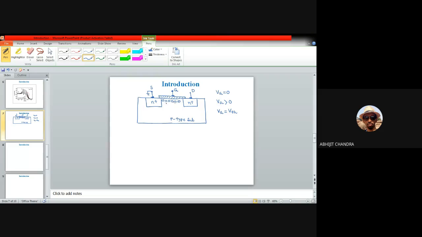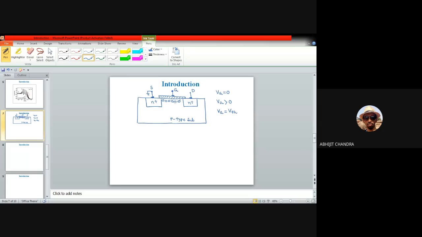So we can expect that at every point in the channel, now the channel has been created. And now we can say that along this channel, so this is the length of the channel, capital L, along the channel, this will be uniform. Everywhere you'll find that the corresponding gate to substrate potential or gate to source potential is always greater than the threshold.